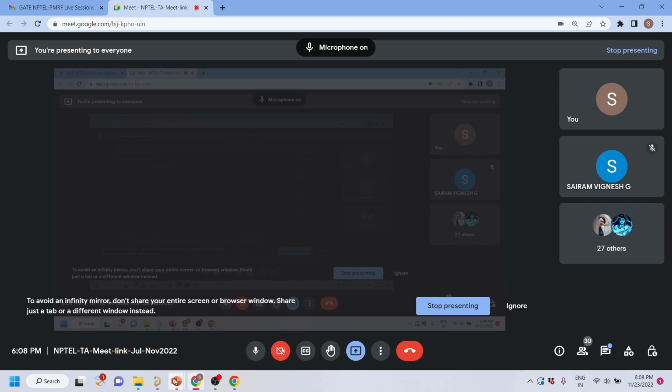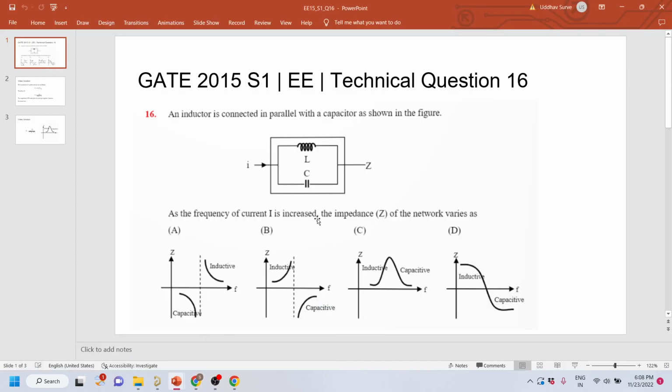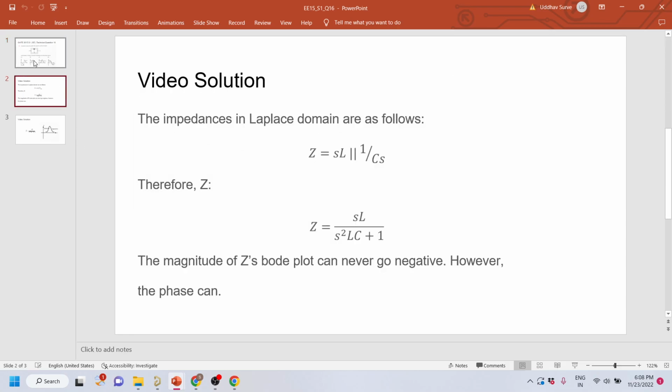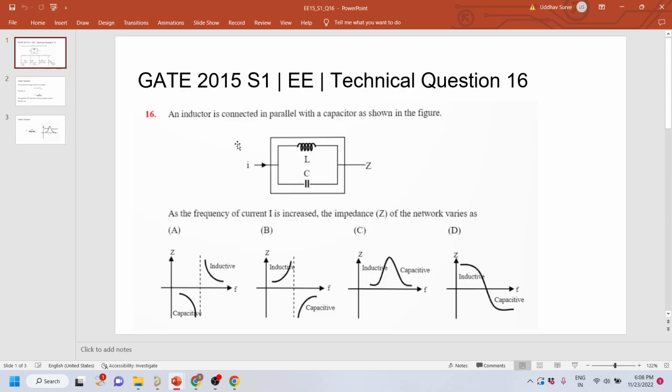In this question, the parallel impedance of L and C in the frequency domain is Z equal to SL parallel 1 by CS. Doing the calculations, Z turns out to be SL upon S square LC plus 1. From this frequency domain equation, the magnitude of this plot can never go negative. However, the phase can, if you substitute S equal to j omega.